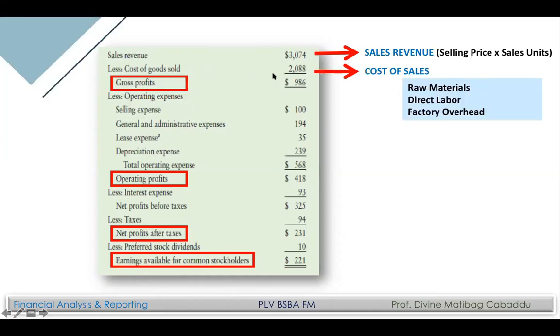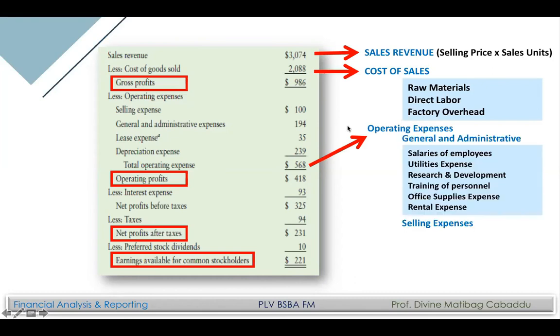So, that would include the raw materials that you used when you produced or created the product. We also have direct labor, yung nagtrabaho dyan para matapos yung produkto mo and other overhead. Okay? So, yan. And then, of course, ibabawas mo din yung mga operating expenses. We should classify them into two. Ayan, so general and administrative expenses, and of course, selling expenses.